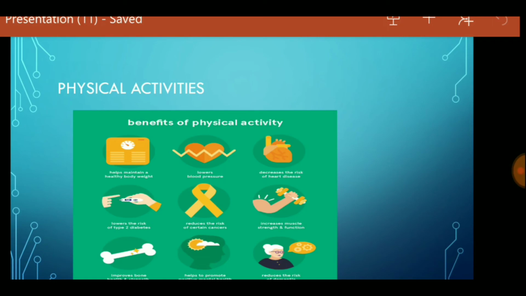Next we discuss physical activities, which are helpful in hypertension. Here are some benefits of physical activities. We can maintain body weight, and it also lowers blood pressure and the risk of heart attacks and heart diseases, and decreases type 2 diabetes, which occurs mainly after 40 years of age, and reduces certain cancers, and increases muscle strength and bone strength.